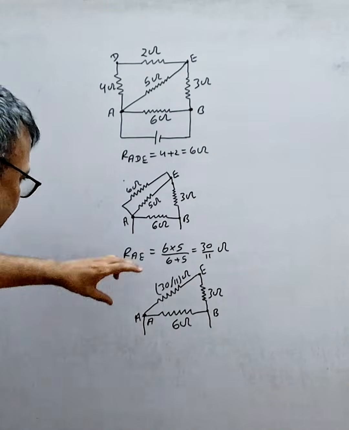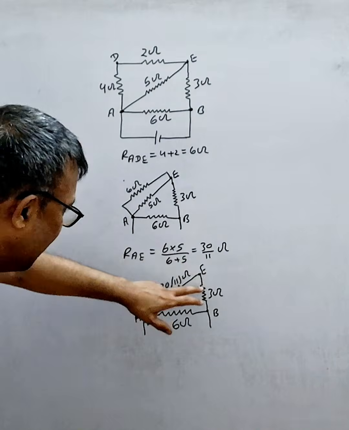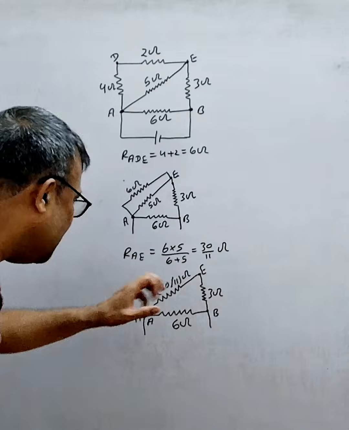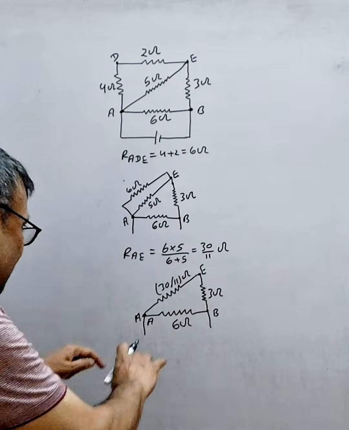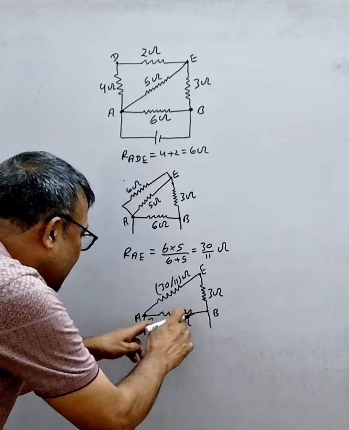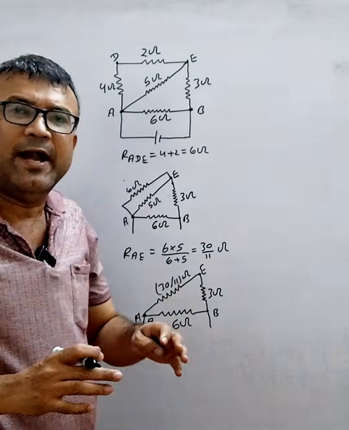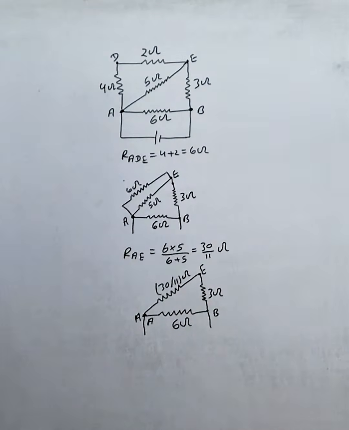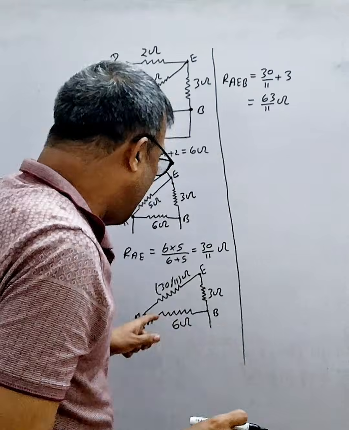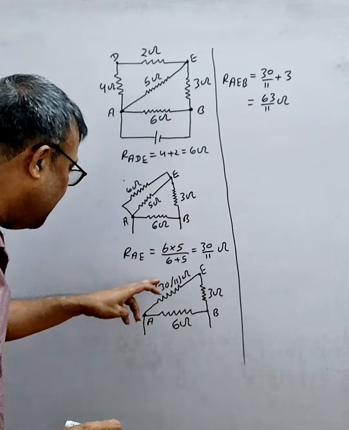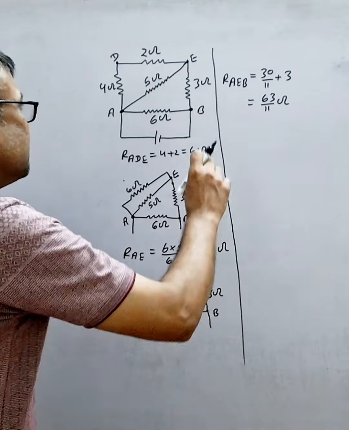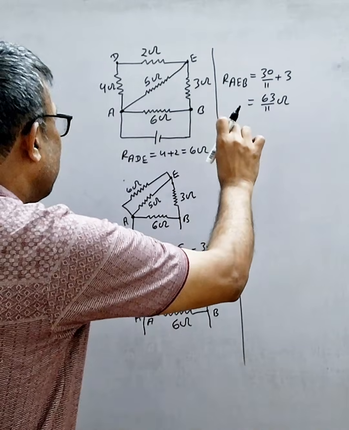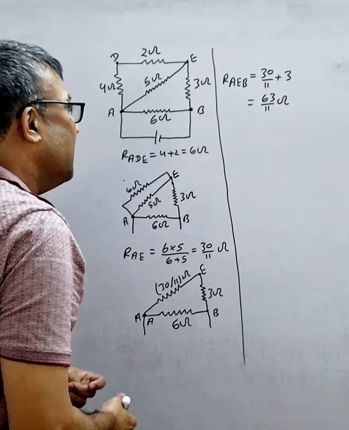Now we observe that the resistances between AE and EB are in series. So we can add them as a series combination of resistances. And their resultant is then in parallel to the 6 ohm resistance. And then we can solve for the net resistance of the circuit. So the net resistance of the AEB branch will be the series combination of these two resistances, which means 30 by 11 plus 3. On solving it, we find that this resistance is 63 by 11 ohm.